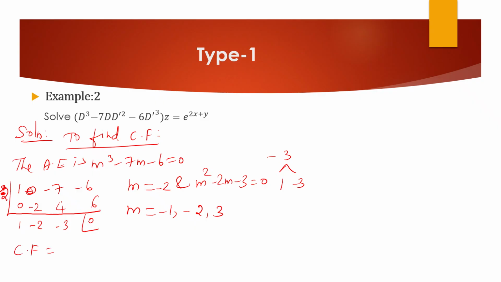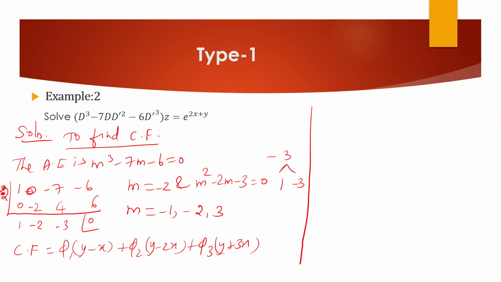So we can write our complementary function as phi 1 of y minus x plus phi 2 of y minus 2x plus phi 3 of y plus 3x. So now let us come to find the particular integral.